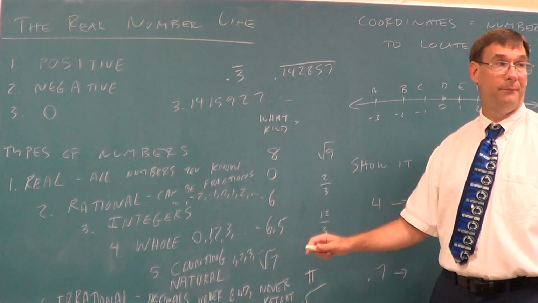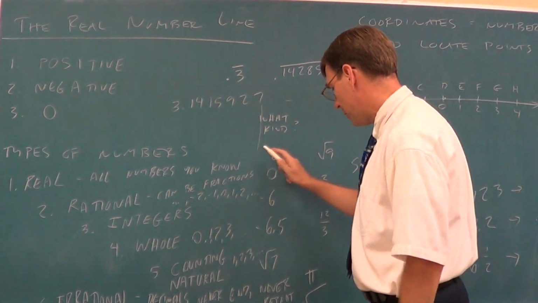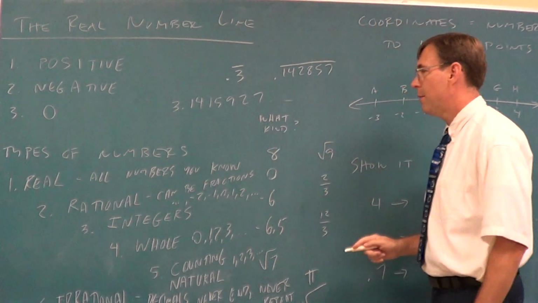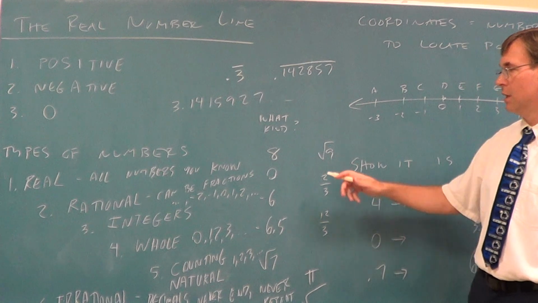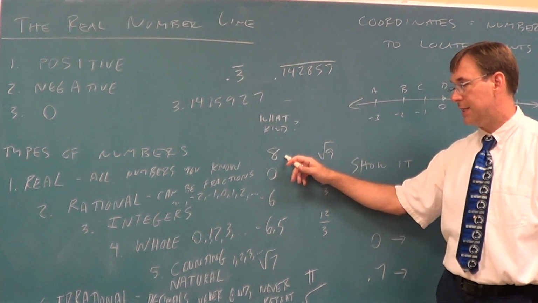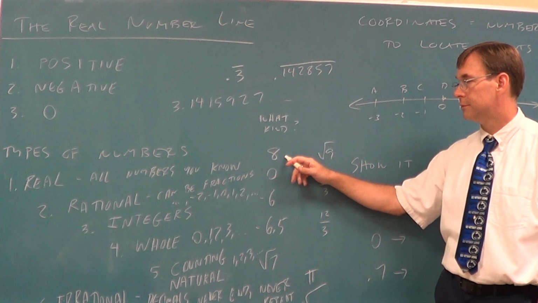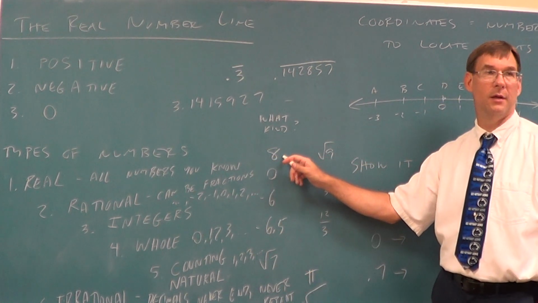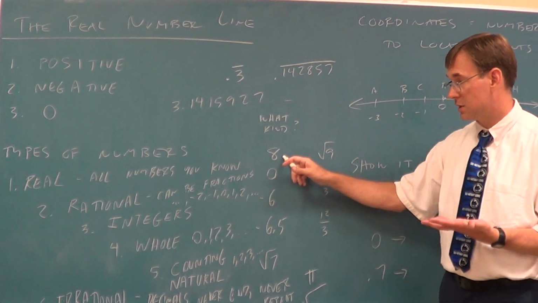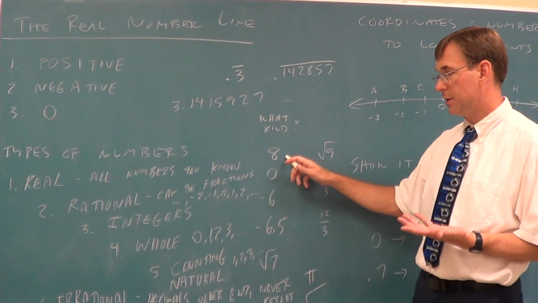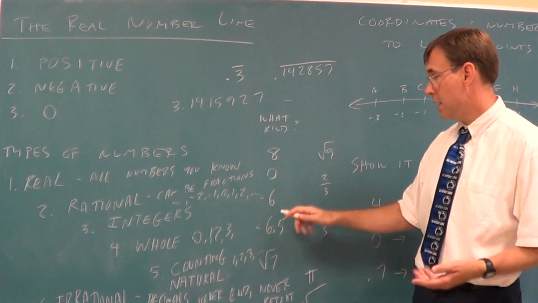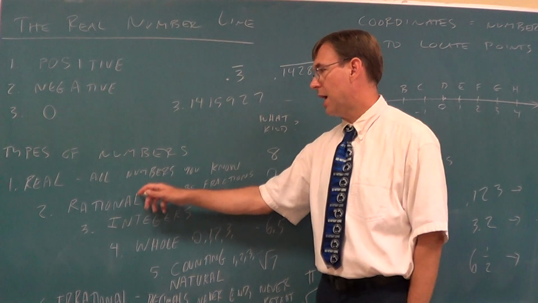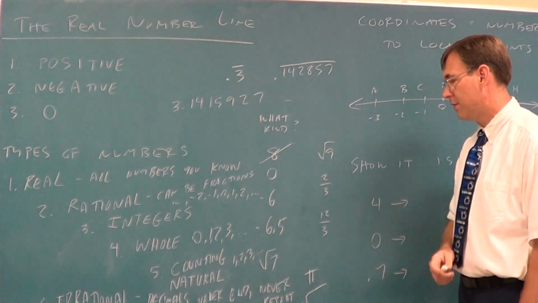Question about that? Okay, so one game they're going to play with you in the homework is they're going to ask you, what kinds of numbers are these? So if I just say 8, how many of the groups is the number 8 in? 5 out of 6. It's everything except irrational. Agreed. 8 is counting, which automatically makes it whole, integer, rational, real. 8 is in all 5 of those clubs.